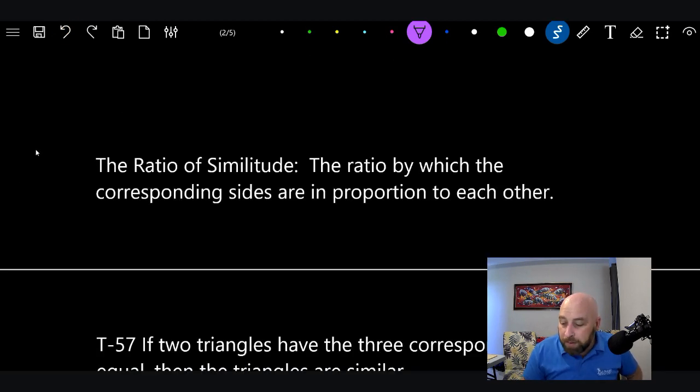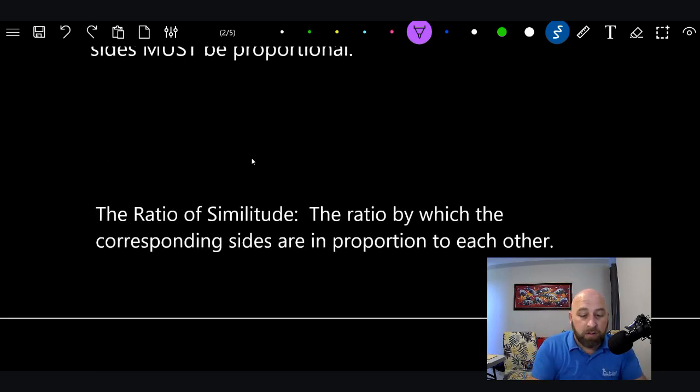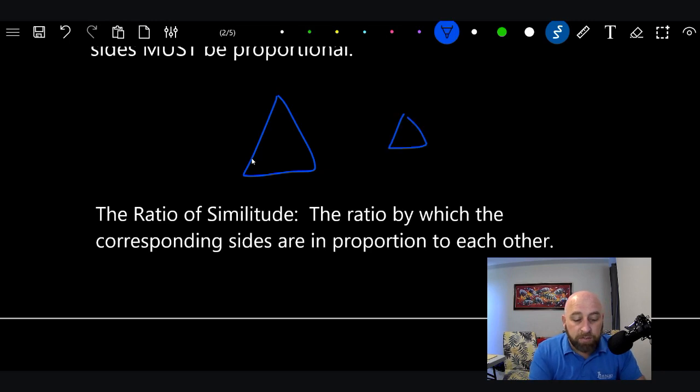At the bottom of the page, 203, you're going to see this ratio of similitude. What in the world is a ratio of similitude? Well, it's the ratio by which the corresponding sides are proportional. So let's just say that I have a triangle here and a smaller triangle here. Let's say that the sides of this triangle are 3, 3, and 2.